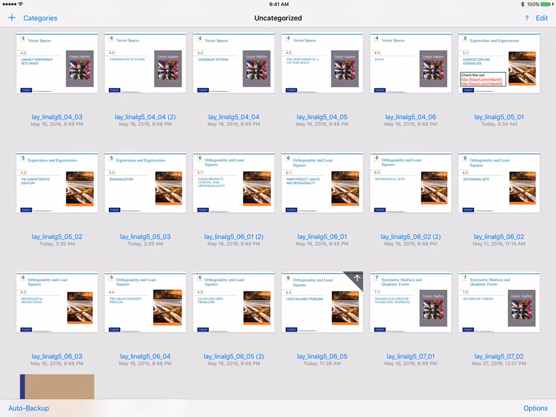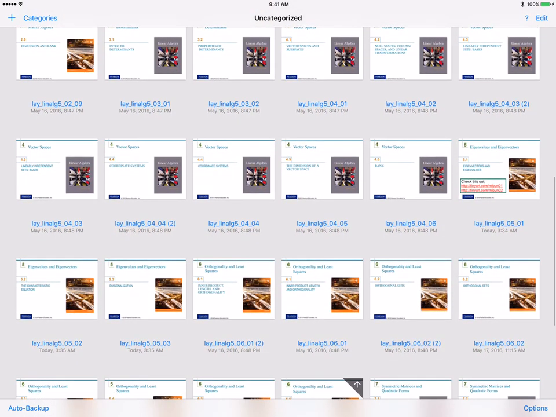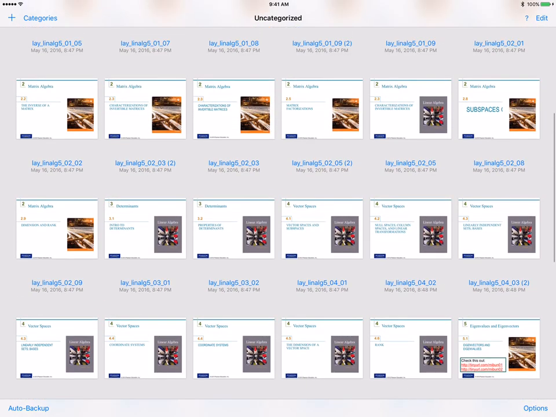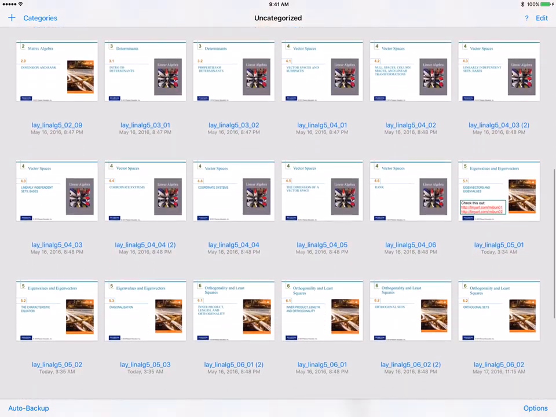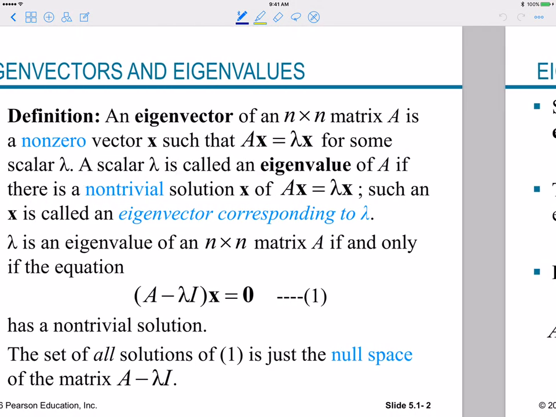Okay, so that concludes chapter 6, which is about orthogonality and least squares. And then we will now move on to this new chapter, where is it? This guy, eigenvectors, eigenvalues.